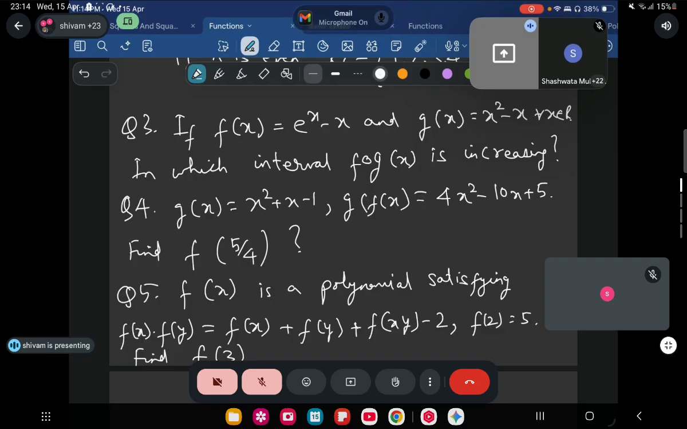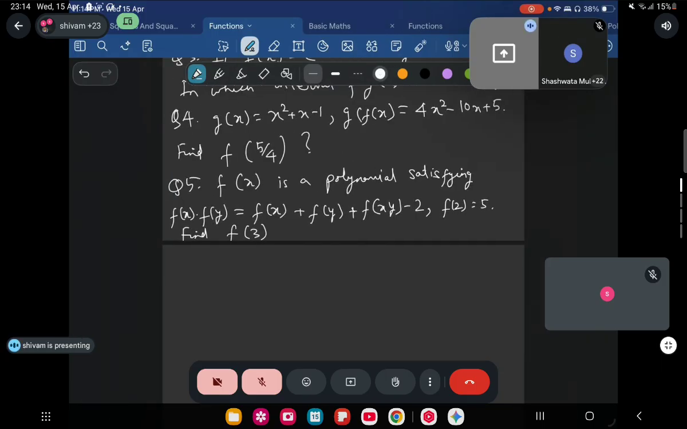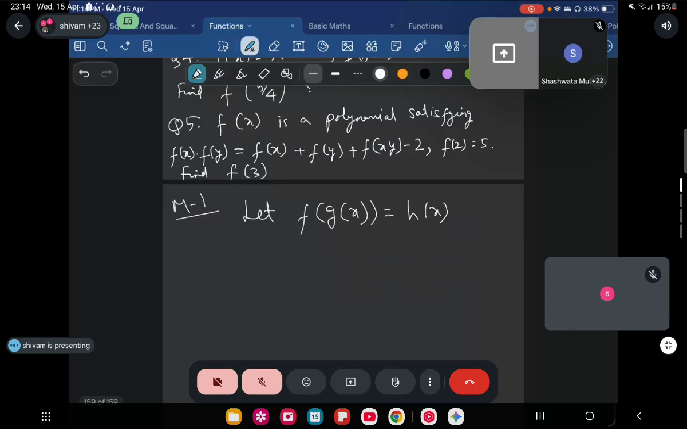Okay, so everyone, f of x is given to us, g of x is given to us. We need to find the interval in which f of g of x is increasing. Now over here there are two methods. Method one: let f of g of x be equal to h of x. Then we can differentiate and find where h dash x is greater than zero. So h dash x will be equal to, by chain rule, f dash g of x into g dash x.